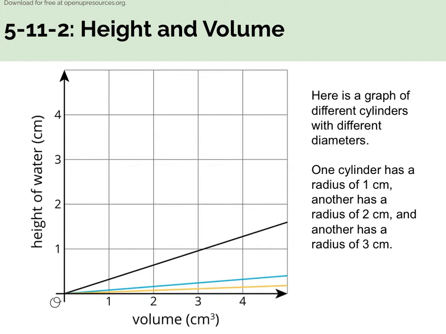And if we look at it, as the radius gets larger, the slope is less steep. This has to do with the volume being on the bottom and the height being on the y-axis. So this one is a radius of 1. Here is the radius of 2. And then the last one is the radius of 3.